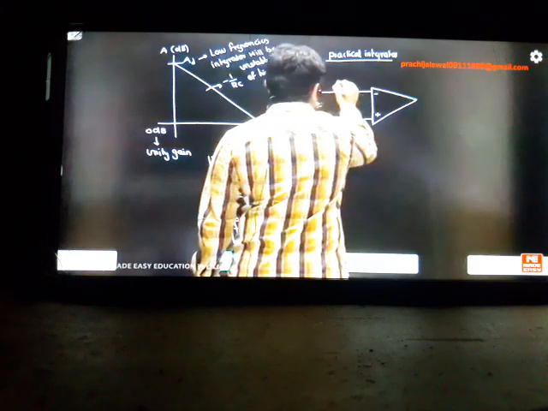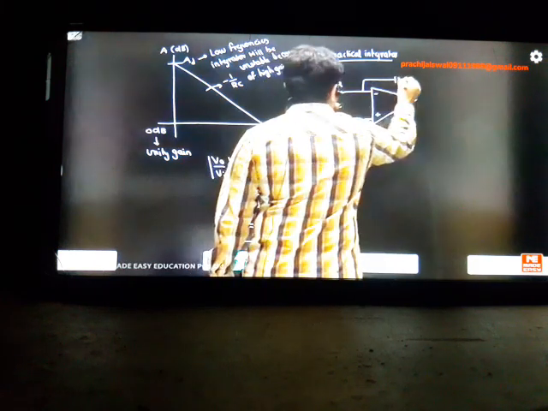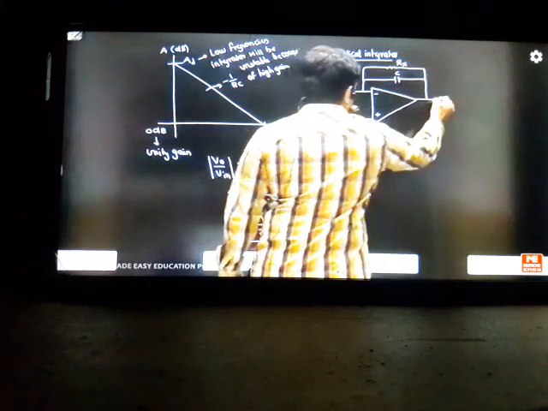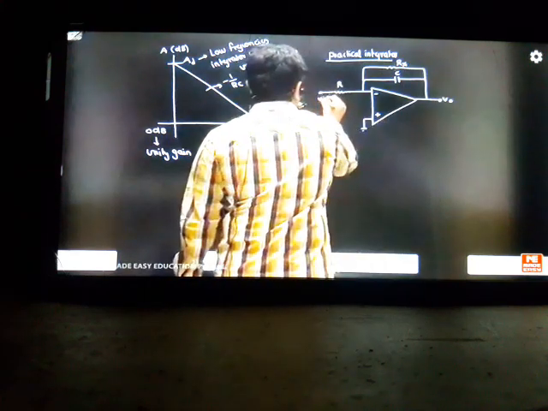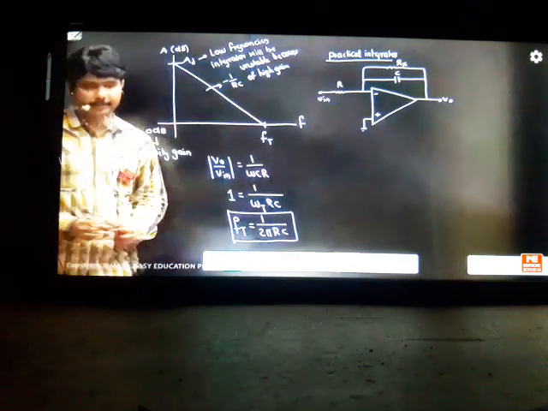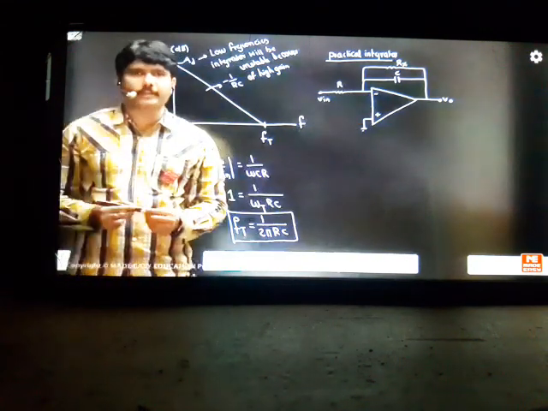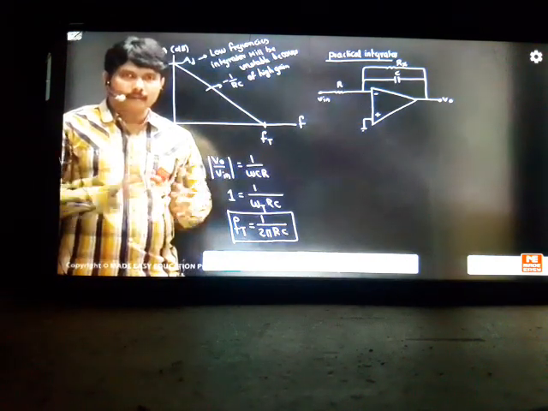We have one R here and one capacitor C. And what I'm doing here is keeping one parallel resistor Rx across the capacitor and taking the output. You can see the small modification I've done in my practical integrator. I kept one resistor parallel to the capacitor because at low frequencies we know that the capacitor becomes an open circuit.